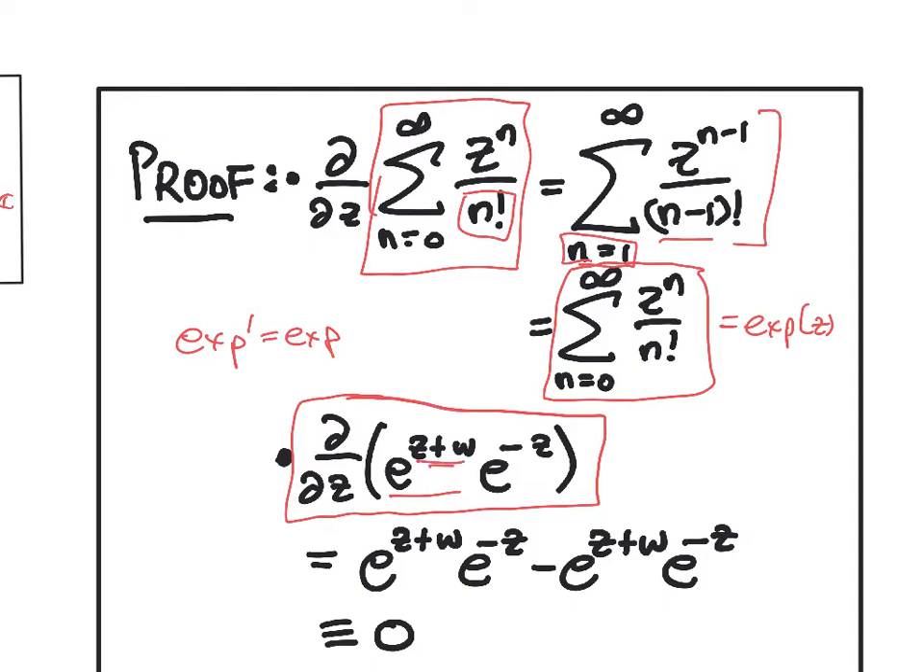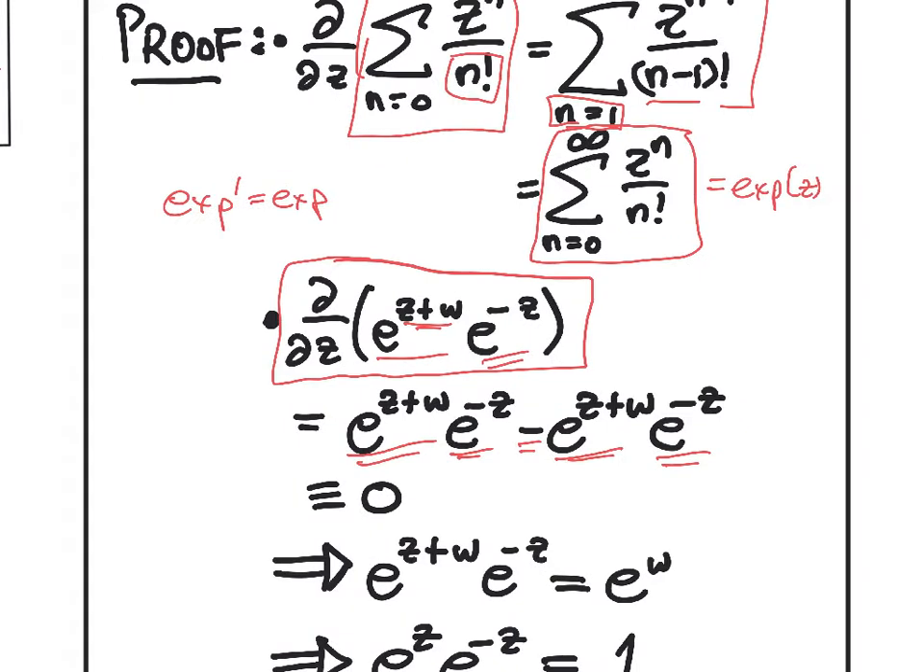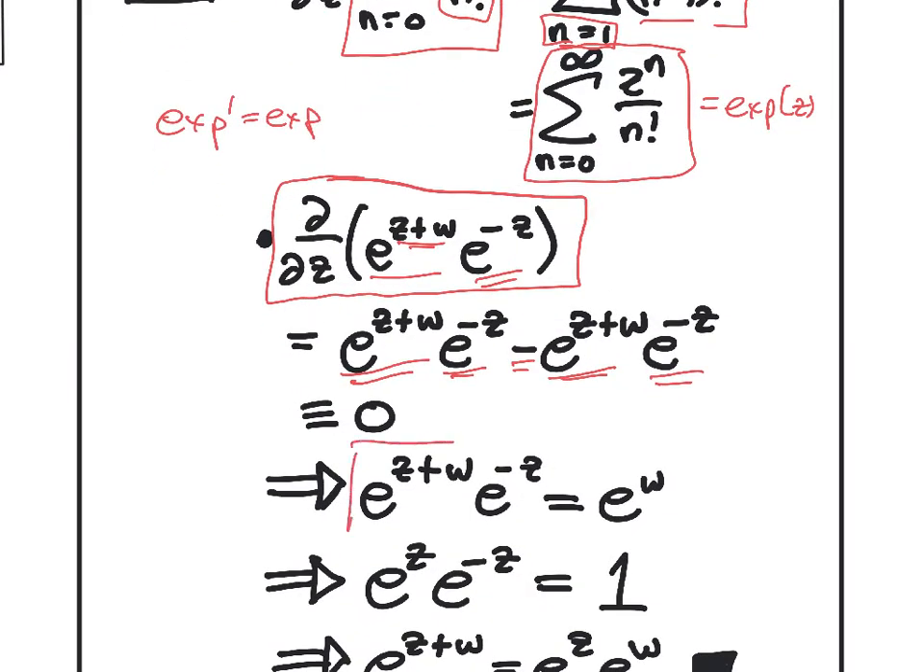You get the derivative of the first is just e to the z plus w times the second, plus the first times the derivative of e to the minus z. We'll bring a minus in front and leave e to the minus z here. So we get 0. And since the complex derivative of this is identically 0, you get that this function has to be constant. And if it's constant, you can plug in the value at 0 to get its value everywhere.